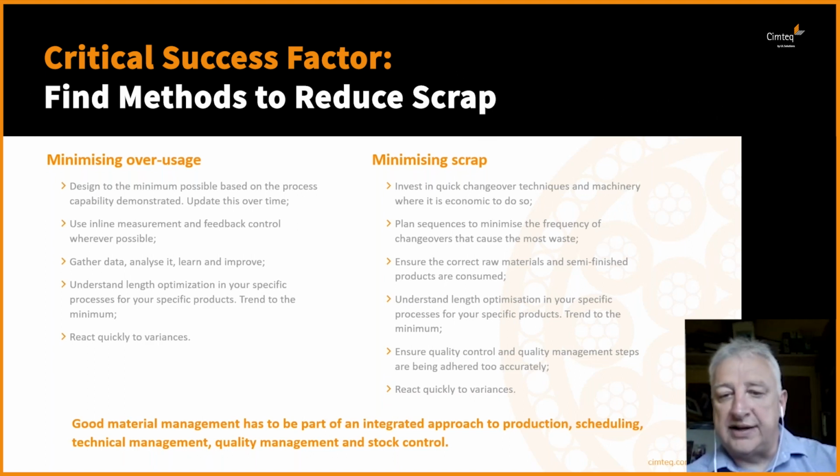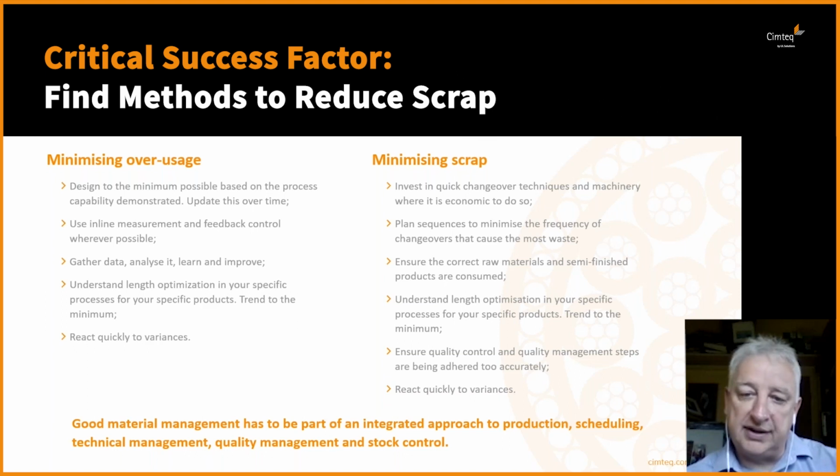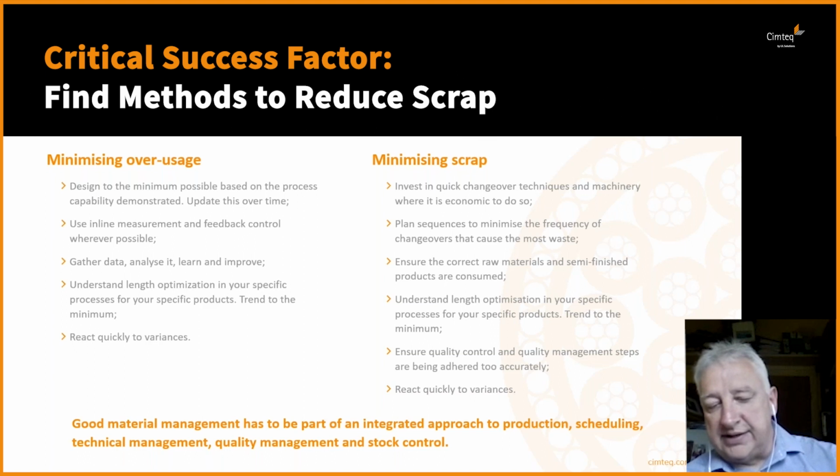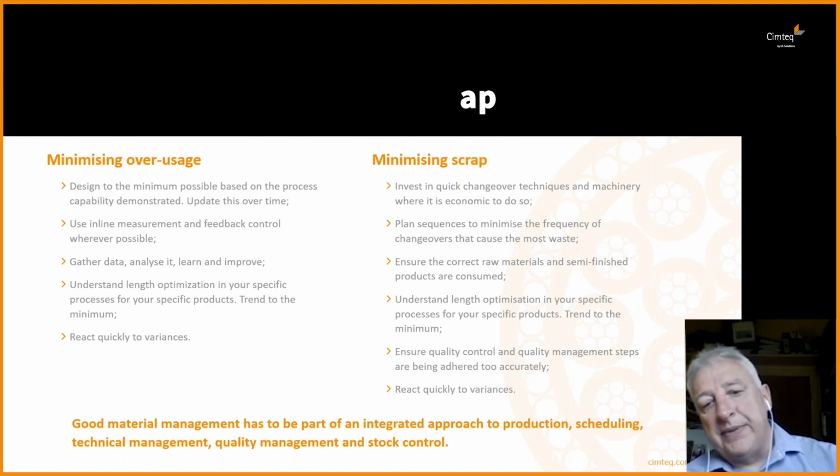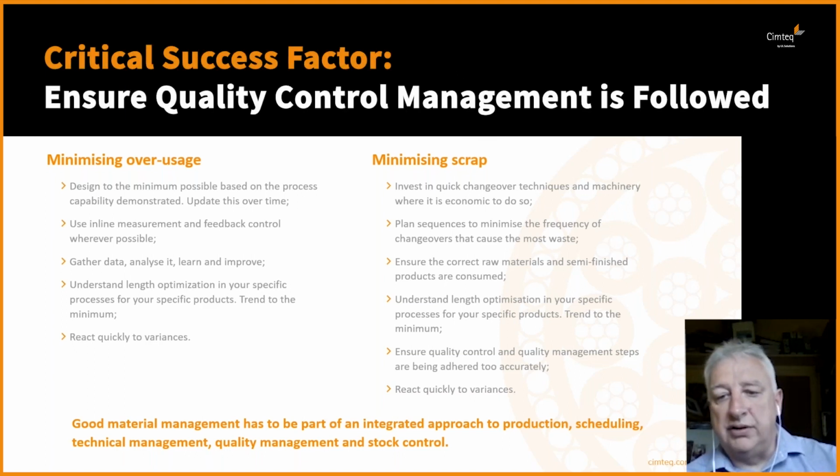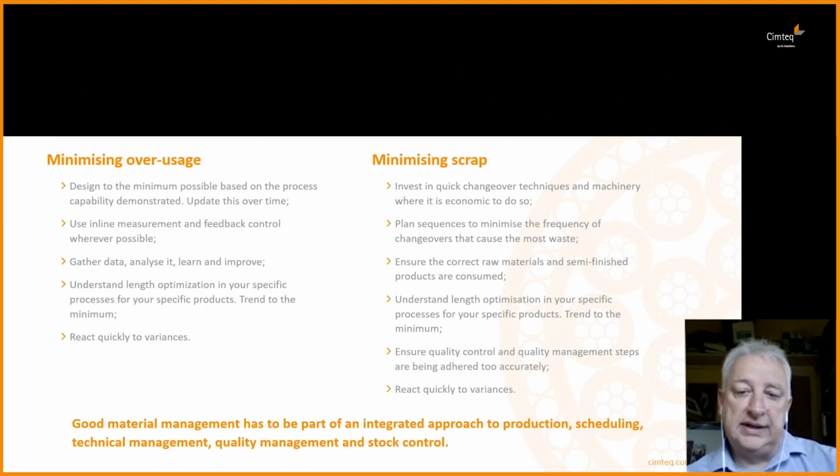Ensuring that the correct raw materials and semi-finished products are consumed. Again, I mentioned that earlier, that's a basic in terms of making sure that operators are using what we expect them to use and want them to use, rather than something that they decide that they think is best to use. Understanding length optimization, again, helps to reduce scrap. Ensuring quality control and quality management steps are being adhered to accurately. Important active supervision from supervisors to make sure that operators are recording accurate data and that we really do get good information and intelligence about what's happening on the shop floor and reacting quickly to variances.